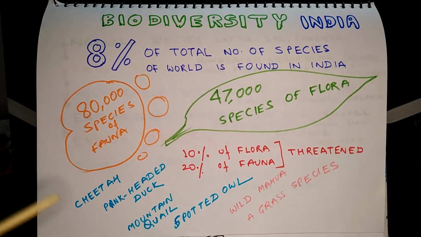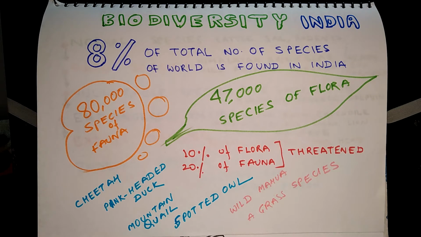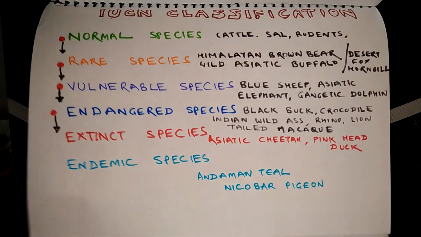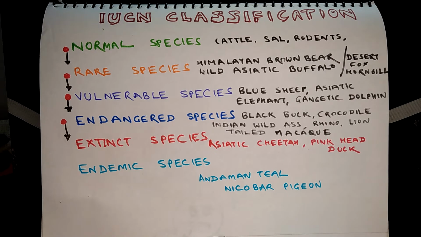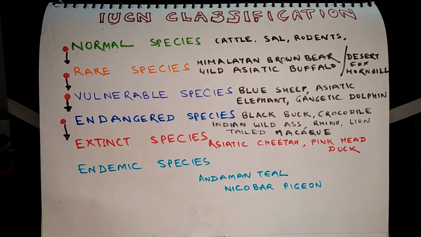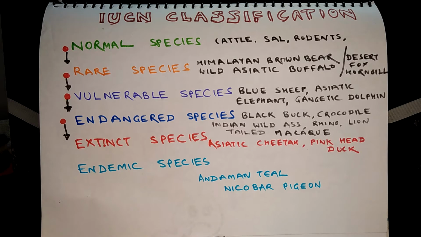Some of the examples are cheetah, pink-headed duck, mountain quail, spotted owl, a wild species of mahua, etc. IUCN classification, that is International Union for Conservation of Nature and Natural Resources, has categorized species into 6 types.